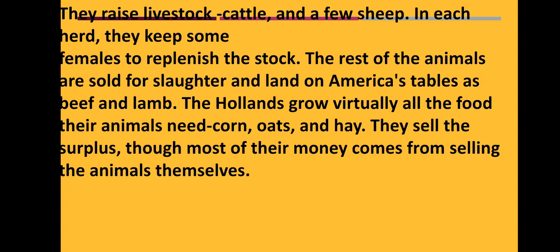There are livestock, cattle and a few sheep in each herd. They keep some females to replenish the stock. The rest of the animals are sold for slaughter and land on American tables as beef and lamb. The Hollands grow virtually all the food their animals need: corn, oats and hay. They sell the surplus. Most of their money comes from selling the animals themselves. So this is the last paragraph for today.